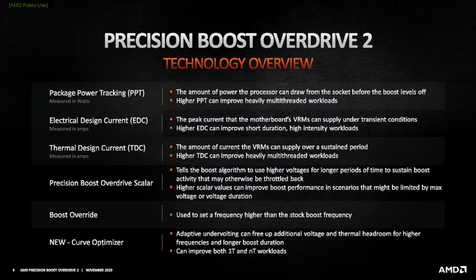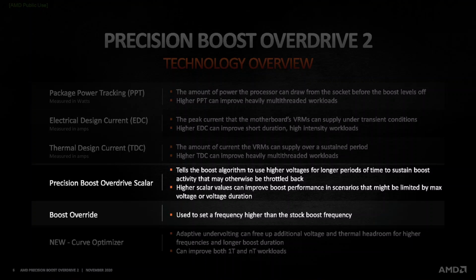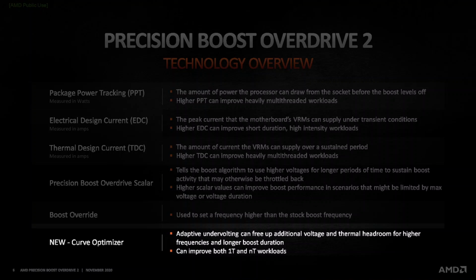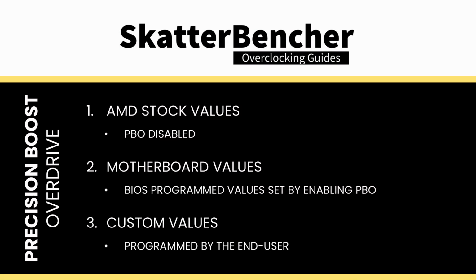The Precision Boost Overdrive 2 toolkit for Zen 5 Ryzen processors includes the overclocking knobs from Zen Plus, PPT, TDC, and EDC, Zen 2, Boost Override and Scalar, Zen 3, Curve Optimizer, and the newly introduced Curve Shaper for Zen 5. There are essentially 3 levels of Precision Boost Overdrive. In this overclocking strategy, we're just enabling Precision Boost Overdrive, whereas in the following strategies, we'll explore tuning the parameters.